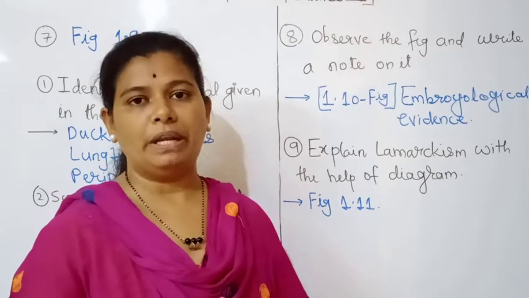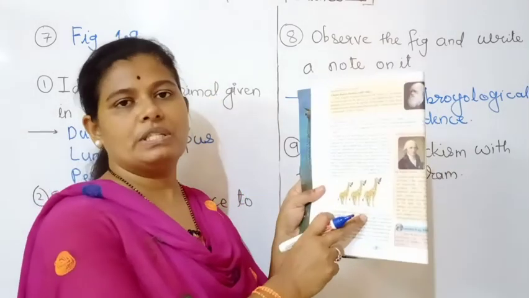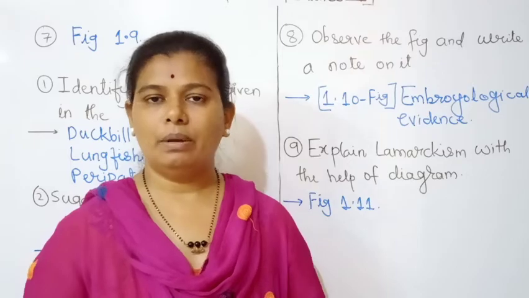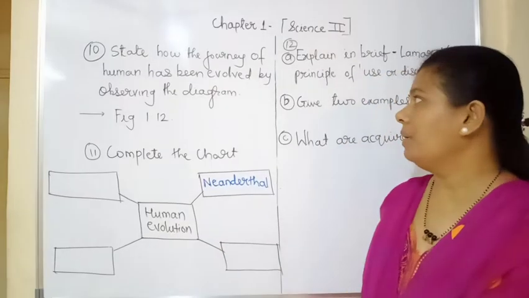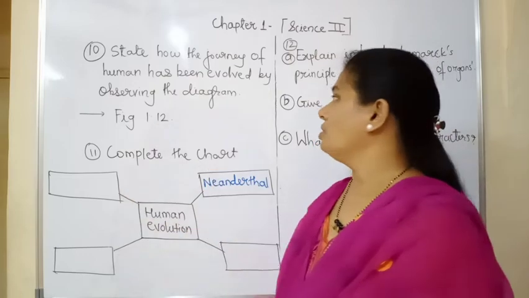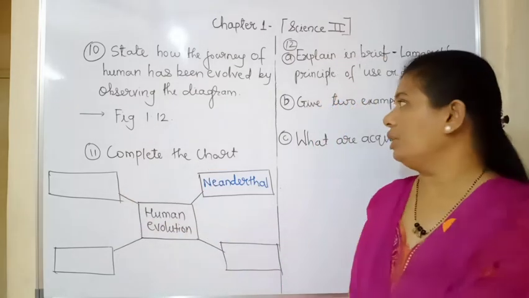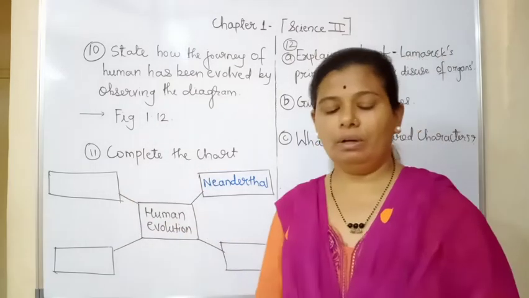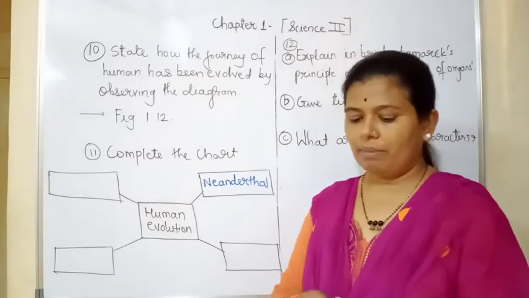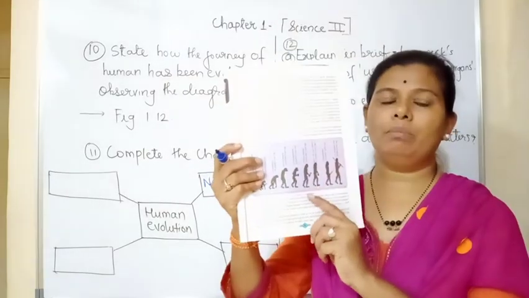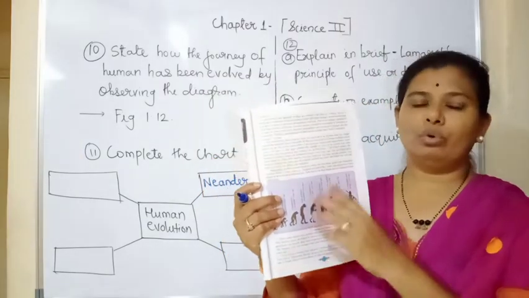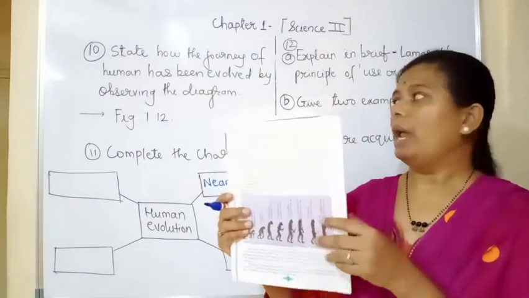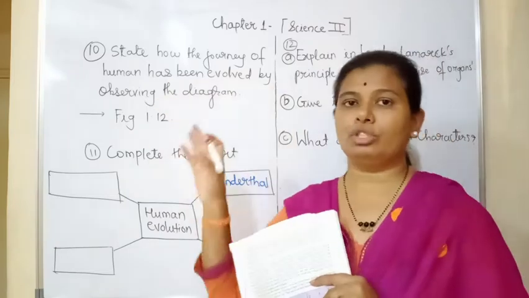So you have to observe this diagram and explain the process of Lamarckism. Now we'll see the next question, question number 10: state how the journey of human has evolved by observing the diagram. This diagram, the 1.12 diagram, the journey of the human, will be given to you. You have to observe this diagram and explain the journey of the human.